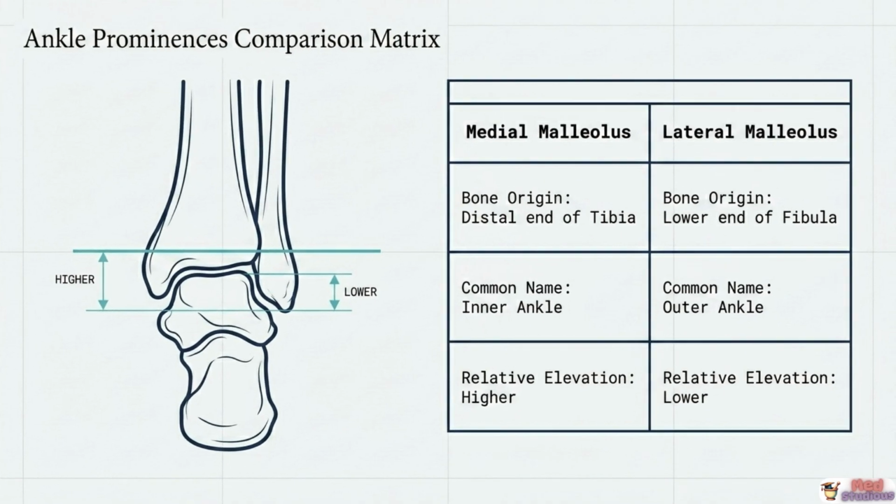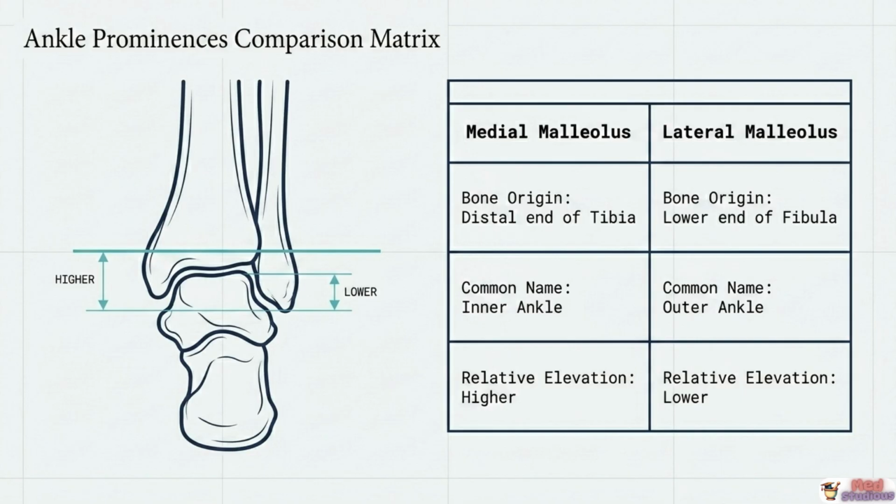The ankle presents two of the most clinically important bony surface landmarks in the lower extremity, the medial and lateral malleoli. These are the prominent bony bumps you can see and feel on the inner and outer sides of every ankle, and they are among the most frequently examined landmarks in emergency medicine following ankle injuries. The comparison matrix on this slide highlights the key differences between them. The medial malleolus originates from the distal end of the tibia, the shin bone, and projects as the bony prominence on the inner side of the ankle.